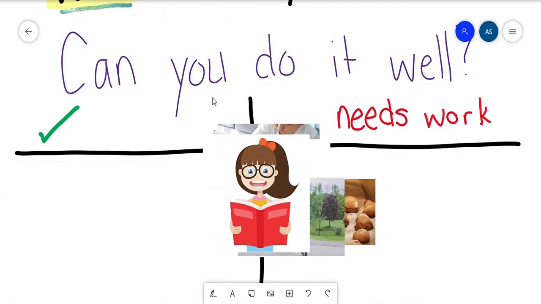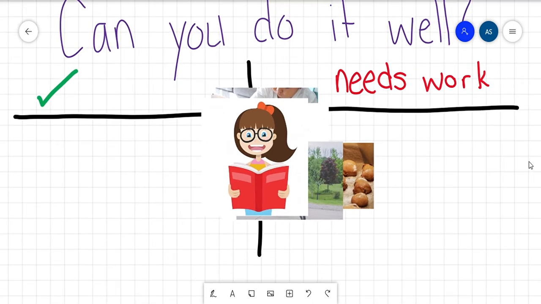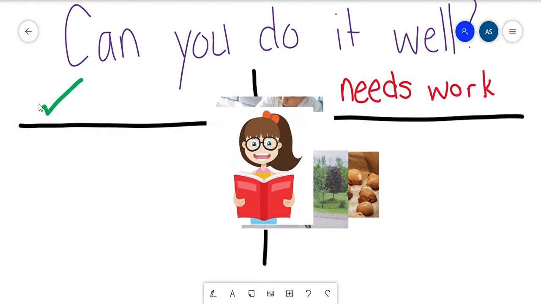It's called Can You Do It Well? So we have some pictures, and either we can do it well, so we're going to put it over here on the green side with a check mark, or we don't do it very well. We need to work a little bit more. Just because you can't do something well now doesn't mean that you shouldn't try. That just means it needs work. We need more practice. Remember what Miss Simons says, if something is hard for us to do, we have to keep trying. And remember, bubblegum brain, it helps your brain stretch and grow.